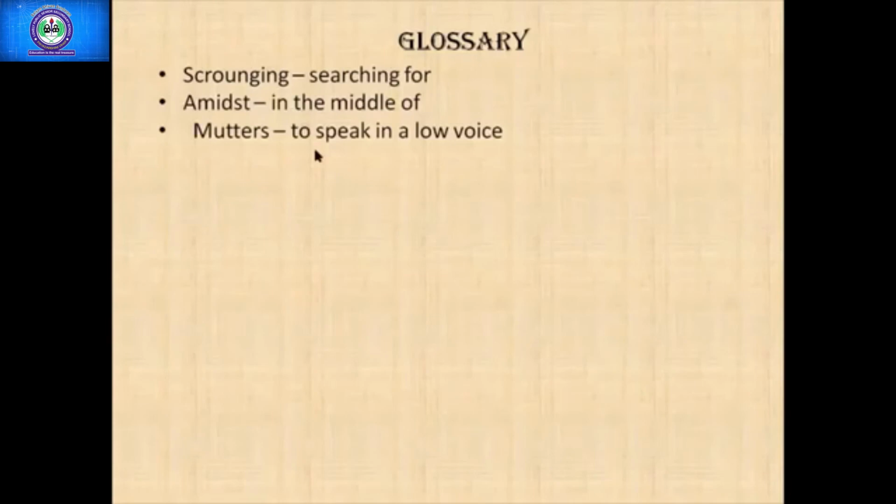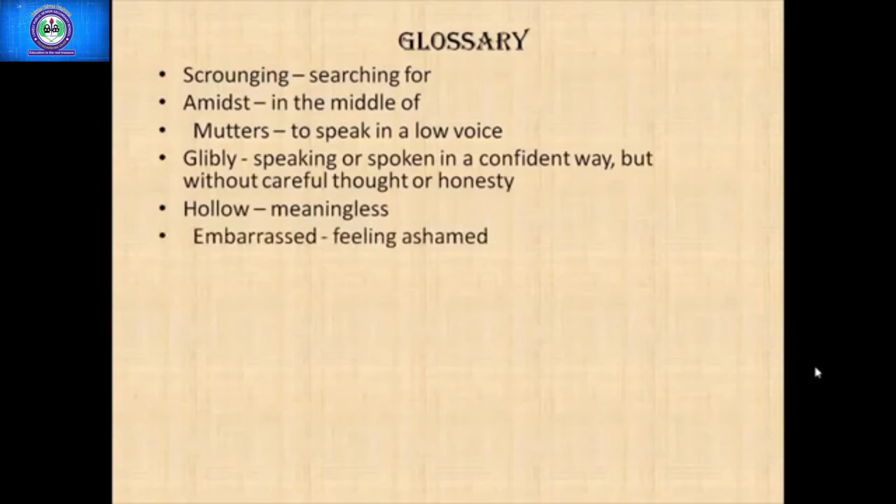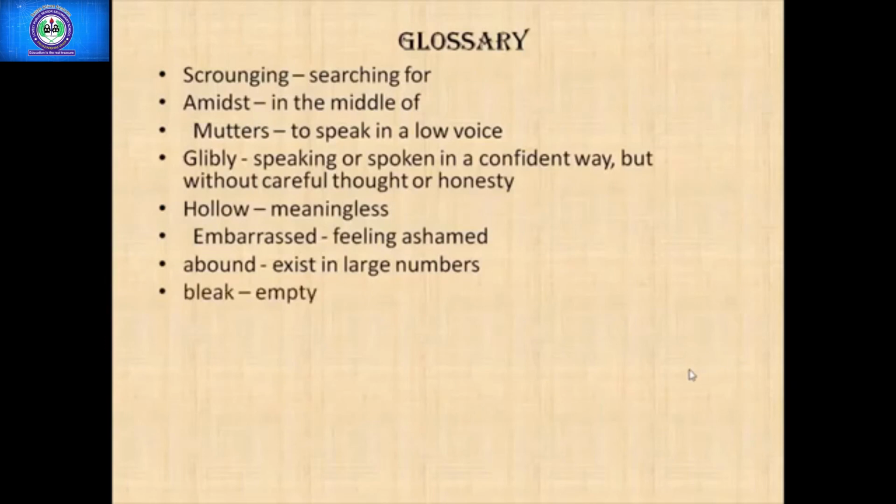Now here comes the glossary word meaning. Scrounging, searching for. Amidst, in the middle. Mutters, to speak in a low voice. Glibly, speaking or spoken in a confident way, but without careful thought or honesty. Hollow, meaningless. Embarrassed, feeling ashamed when the author promised her to open the school. Abound, exist in large number. So promises abound in their life. Everybody promises, but nobody cares.